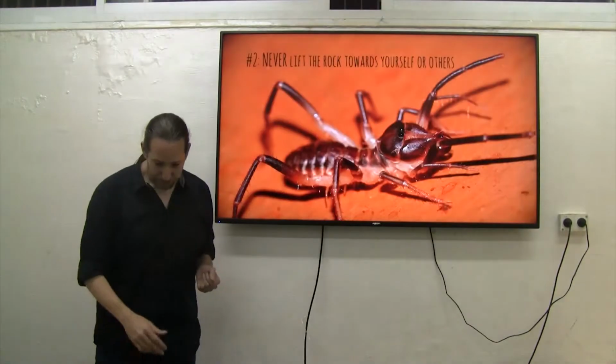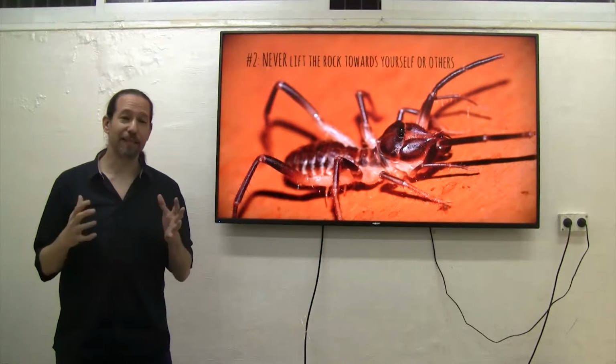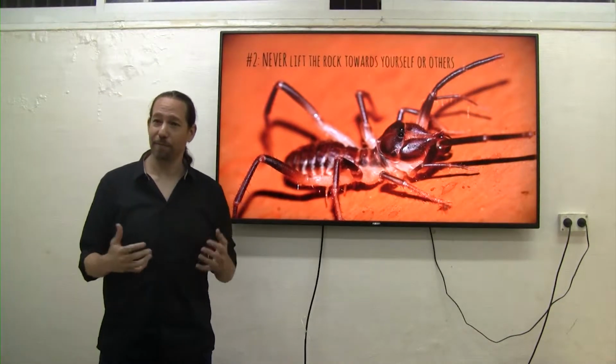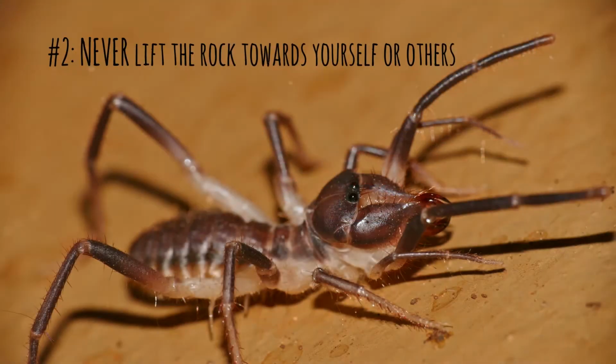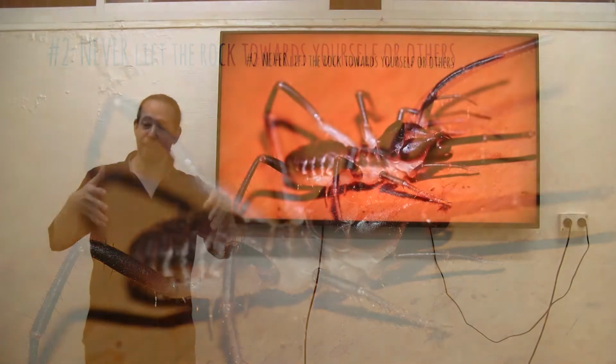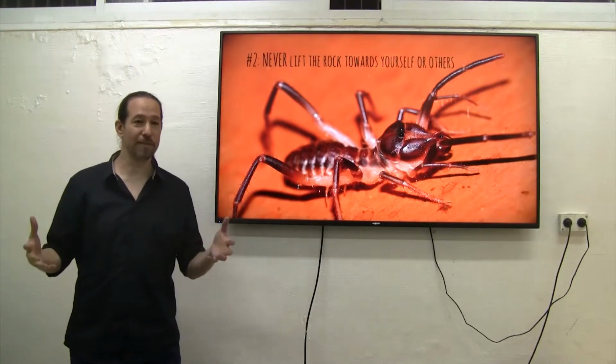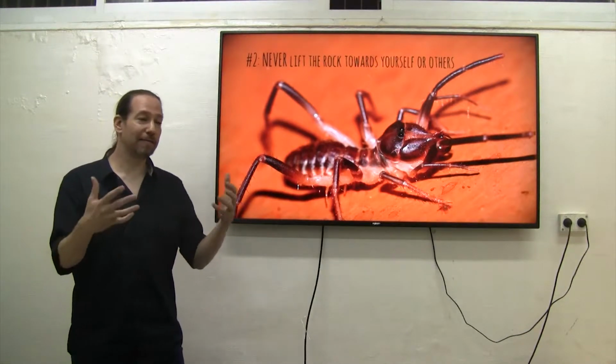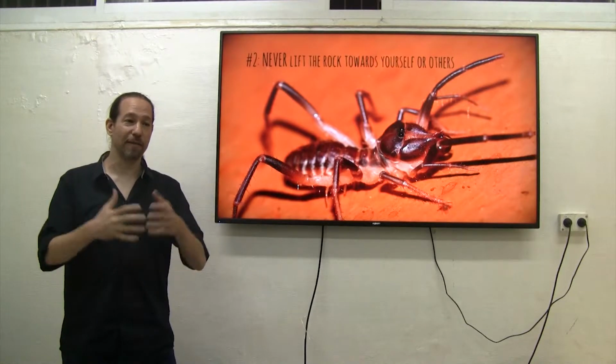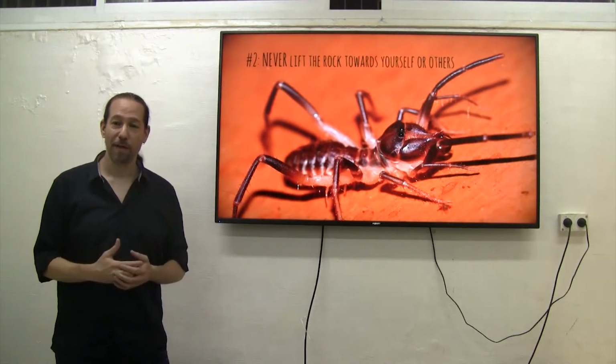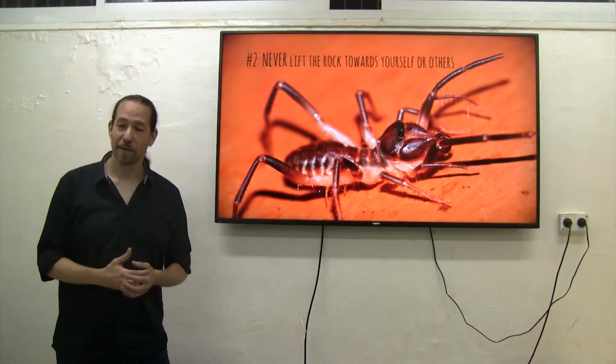Now, the second rule that I teach my children, and I hope to teach you, is never lift the rock towards yourself or others. Because you never know what's down there, and you never know what's going to jump. That means we have to look around, not just at the context or the ecosystem of our system. We have to see how anything we do to this rock is going to affect the surroundings, the people who are with us, our users, and our system.